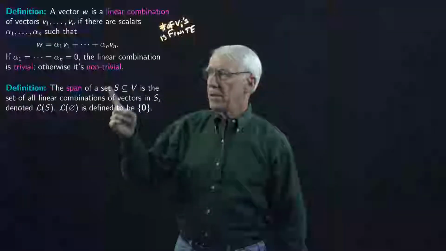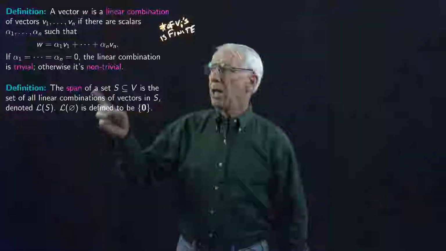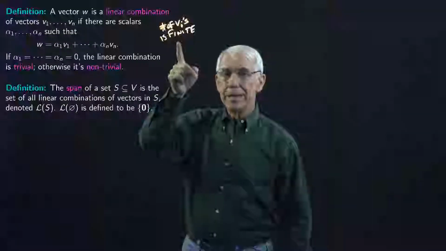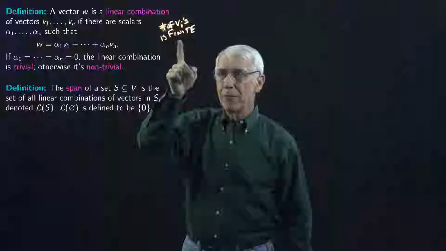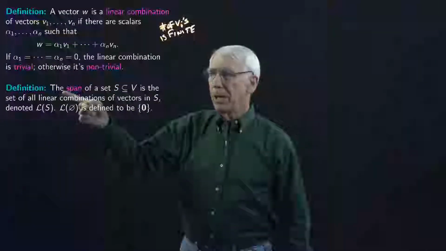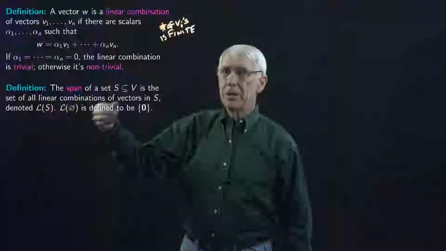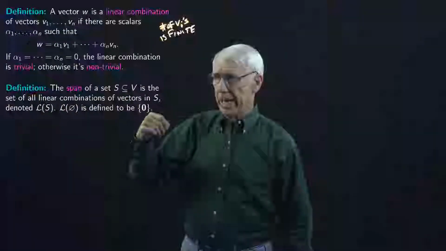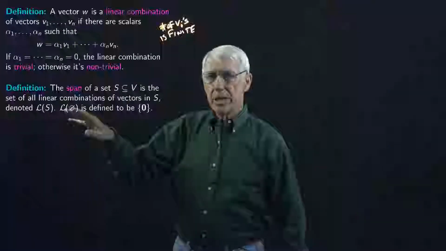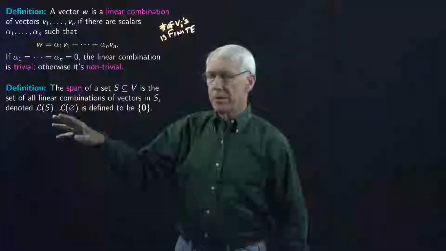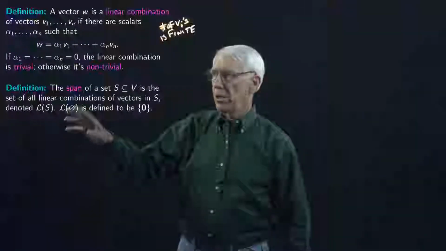And again, the span then is the set of all linear combinations, but the linear combinations are made up of only a finite number of that perhaps infinite set of vectors in the set S. So that's the idea of the span, and we have this script L of S as our notation for it.